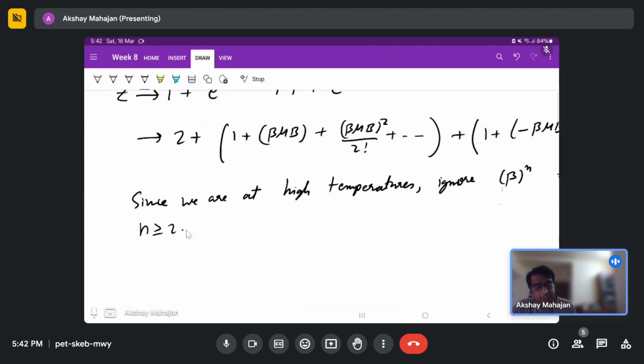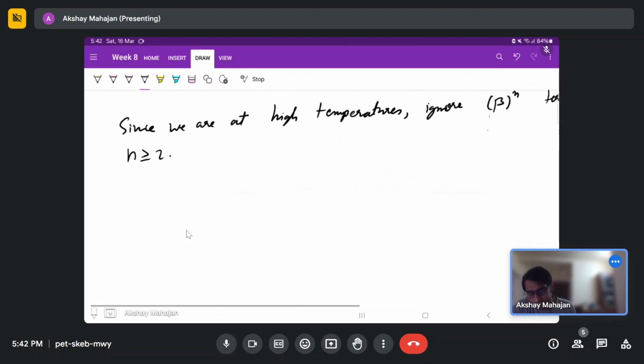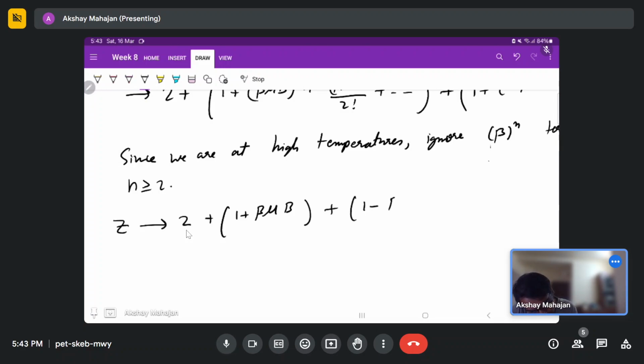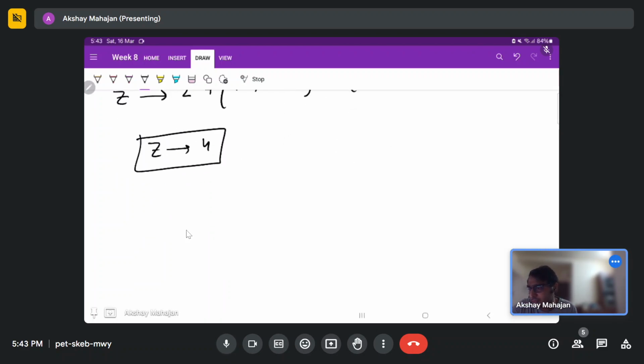Those have beta to the power n terms, because the temperature is very high, so beta must be tending towards 0, or tending towards a quite small value. So we can say that our partition function z will tend to 2 plus 1 plus beta mu b, plus 1 minus beta mu b. Because plus and minus cancel out, our partition function z tends towards 4.